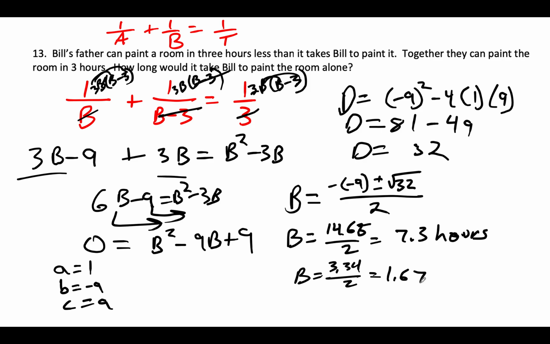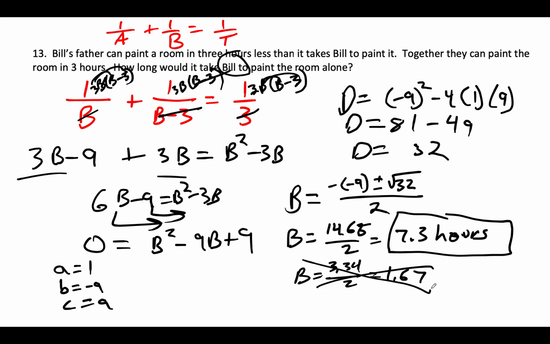Well, you have to go with the reasonableness of the problem now. If Bill did the work in 7.3 hours and his father was 3 hours less, then his father would have been 4.3 hours and Bill is 7.3 hours. How long did it take Bill to do the room? If Bill did it in 1.67 hours, 3 hours less is a negative time. So unless Bill's father has a time-traveling device, that would be an unreasonable answer. It would get thrown out. The answer is 7.3.